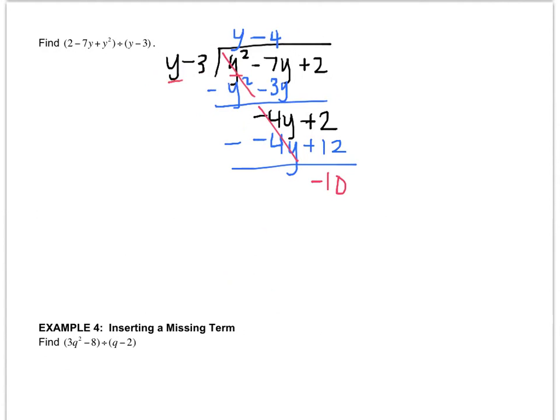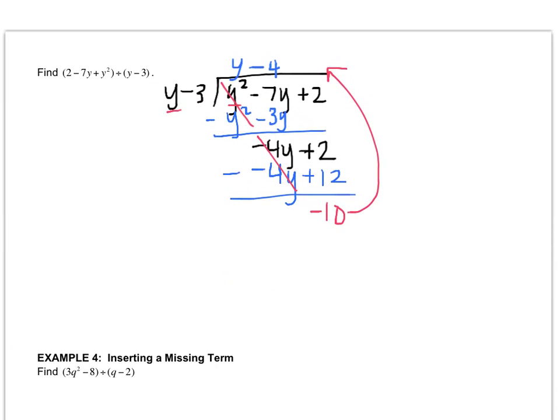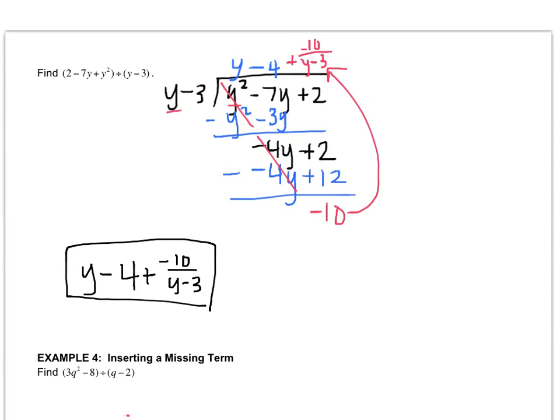So that's the remainder. So we're going to bring it up, and I'm just going to write it out. So we have y minus 4 plus negative 10 over y minus 3. This is the same thing that we did in that earlier question, 10 divided by 3, only now it's with polynomials. So the answer to this, I'm just going to write it separately: y minus 4 plus negative 10 over y minus 3. Looks crazy, but that's what it is.